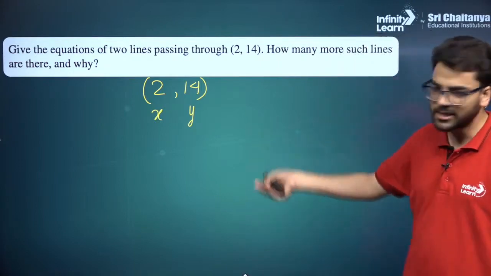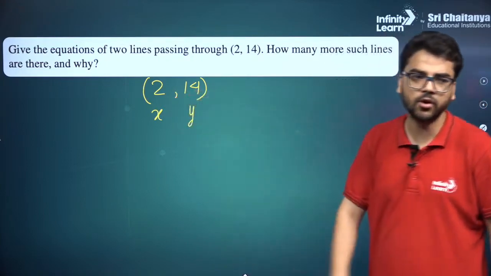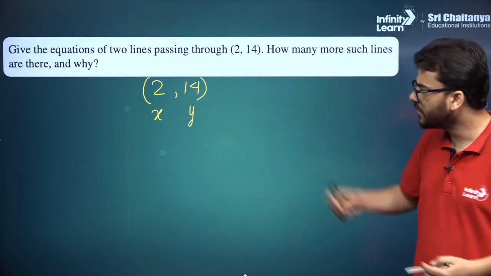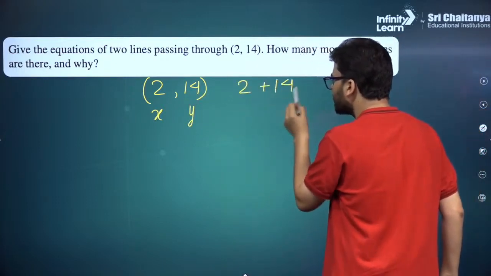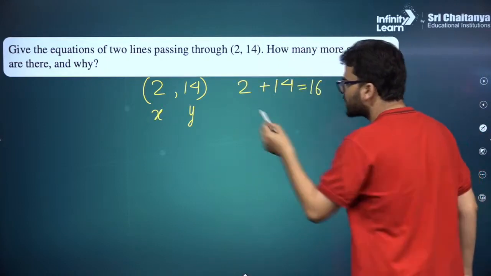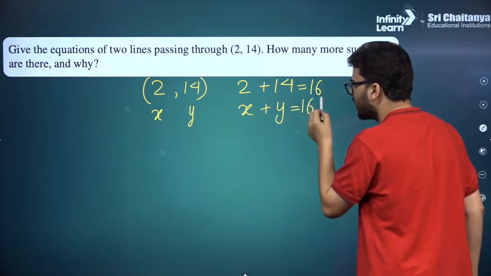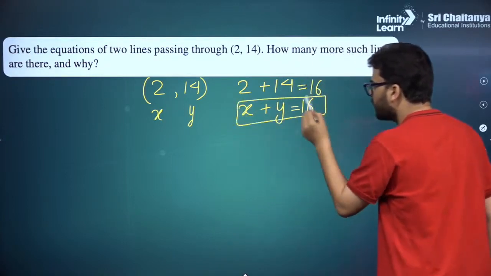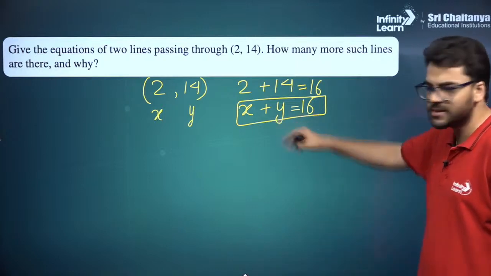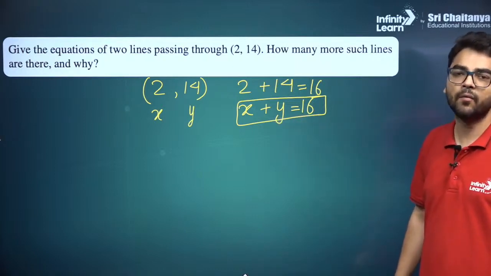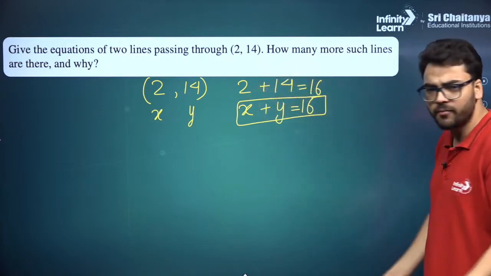So you have to find two such equations which can be satisfied by x is equal to 2 and y is equal to 14. See, what is 2 plus 14? 2 plus 14 is basically 16. So can I not say that one of those equations will be x plus y is equal to 16? Very good, Jamin. One of those equations is x plus y is equal to 16, which will be satisfied by this point 2, 14.